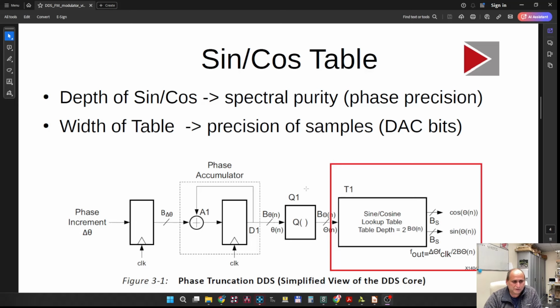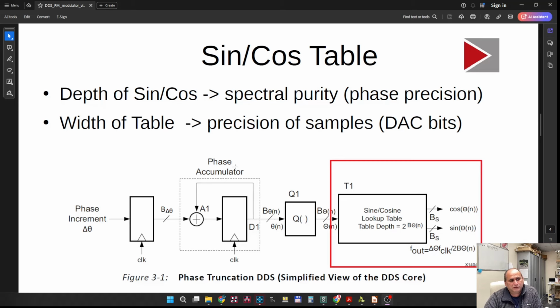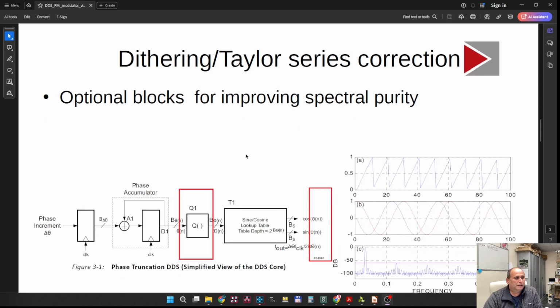The phase error will affect the purity. So you would like to have the phase accumulator as precise as you can, and ideally this lookup table with greater depth, so you will generate a very clean signal. Of course, there are limits. You don't want to waste resources. Okay, now there are other blocks here.